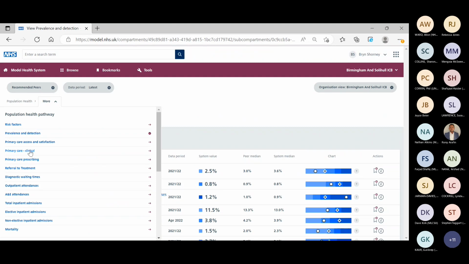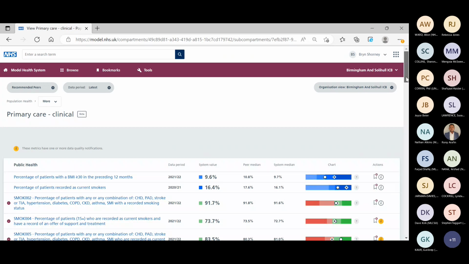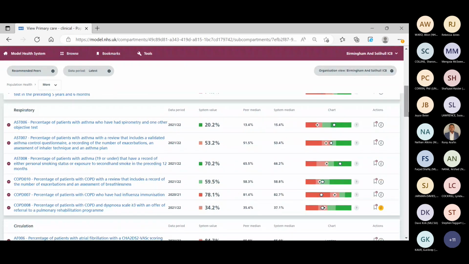Just to pick out some of the other data. We've got all of the QOF achievement metrics in there. So broken down by program category, for example respiratory, we've got a range of metrics there, including measurement of COPD, percentage of patients who've had a flu immunization, etc.